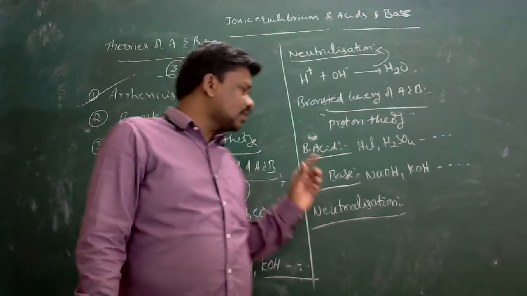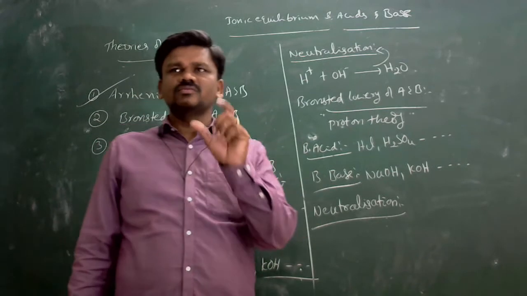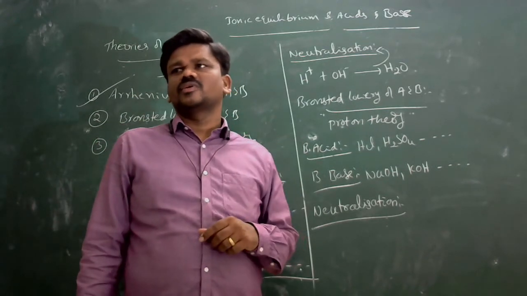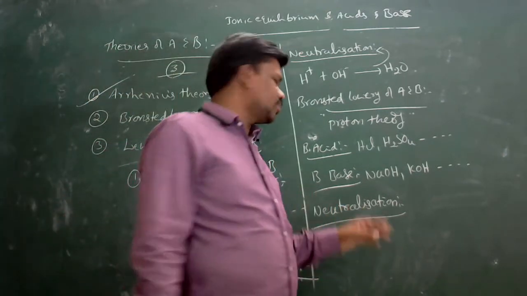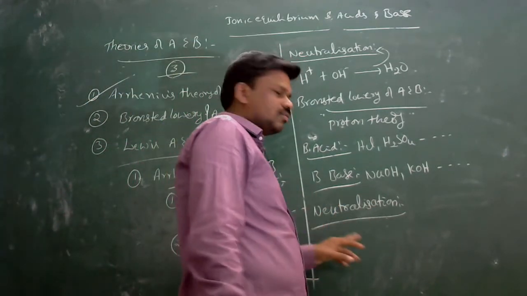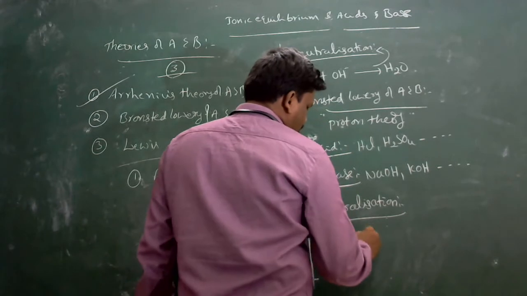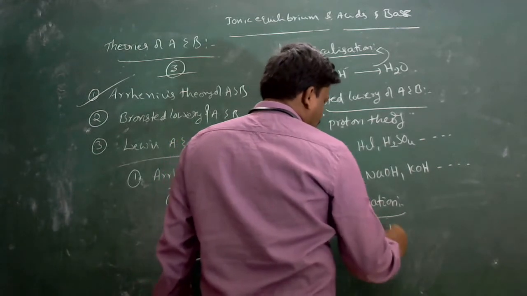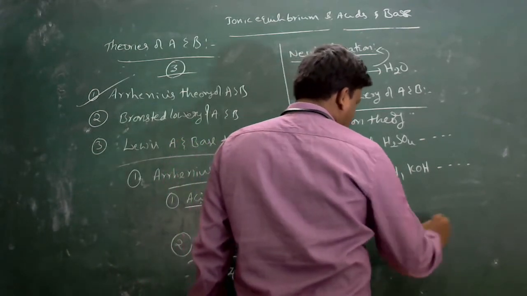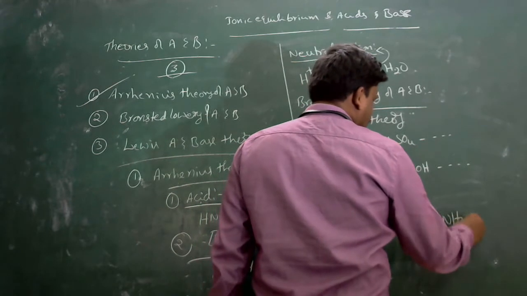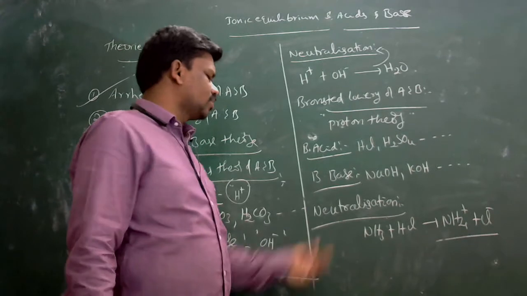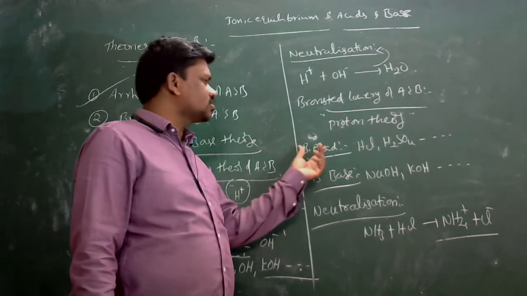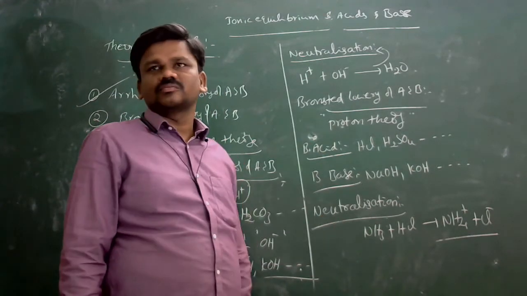The transfer of a proton between two substances is called neutralization. For example, NH3 plus HCl gives NH4+ plus Cl minus. This is an example of neutralization in the Bronsted-Lowry acid base theory.